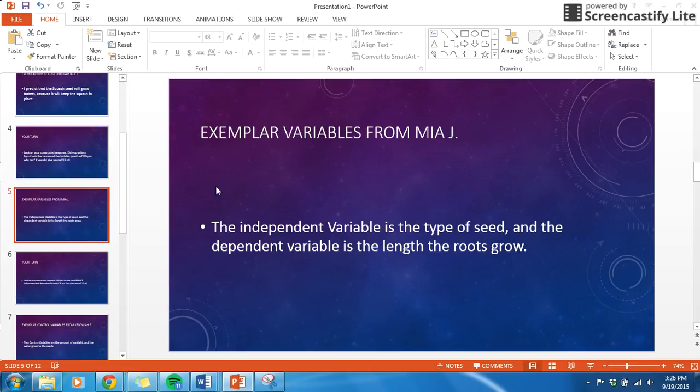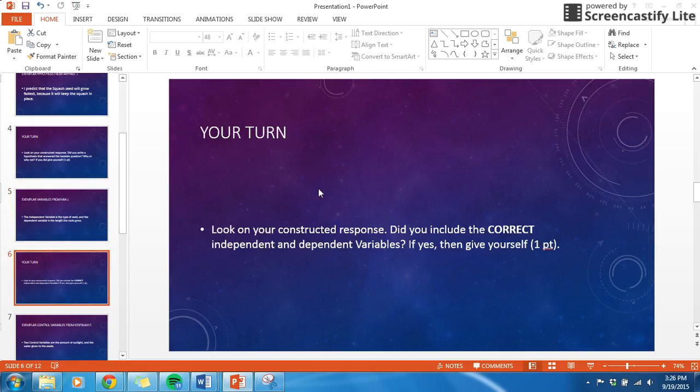We now are looking at our variables, and I just pulled up some exemplar variables that Mia has written. She said that the independent variable was the type of seed, and the dependent variable was the length that the roots grow. Get the exemplar variables down now. It's now your turn. I want you to again look at your constructed response. Did you include the correct independent and dependent variables? If yes, then give yourself 1 point.